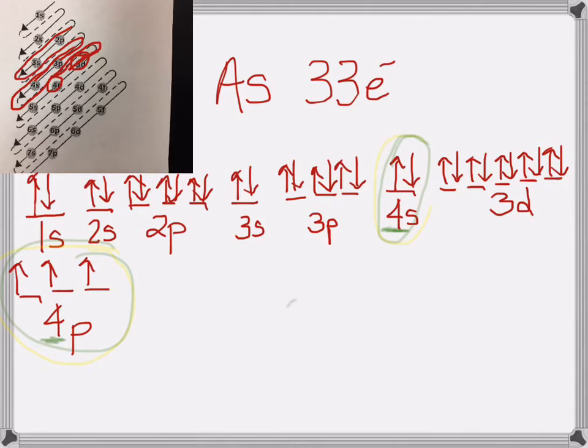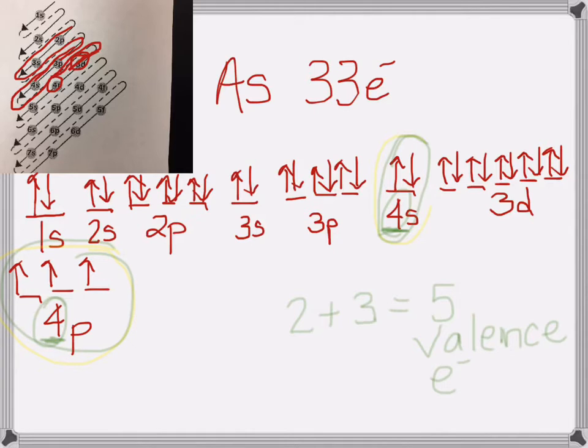So that tells you your valence electrons. I have 2 that are in an s sublevel plus the 3 that are in the p, for a total of 5 valence electrons. And that's because they're in the highest energy level there.